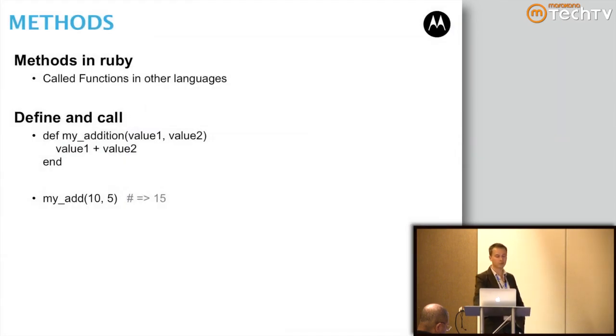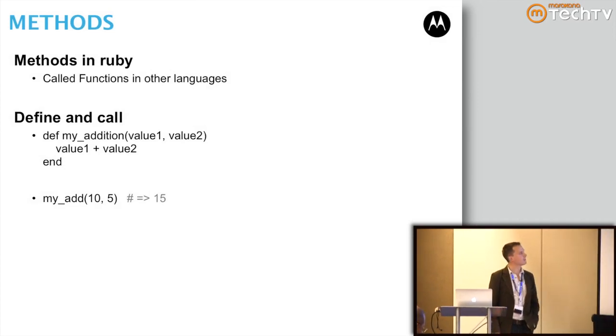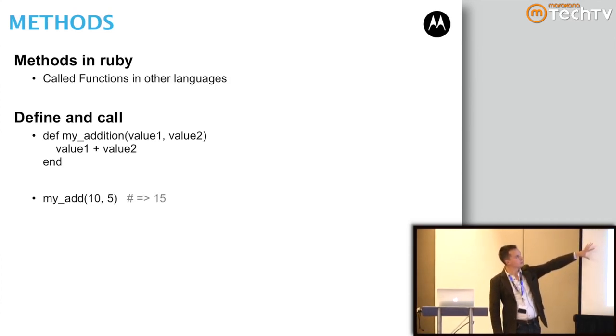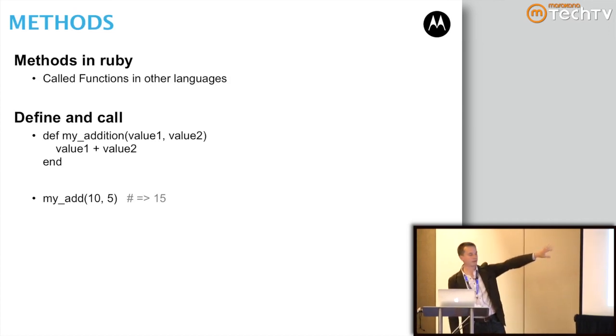We have simple methods in Ruby. You might be used to functions in any other language, but if you think in object-oriented terms, we call them methods. This is a very simple Ruby method. Can everyone see that? Okay, it's kind of small up here.